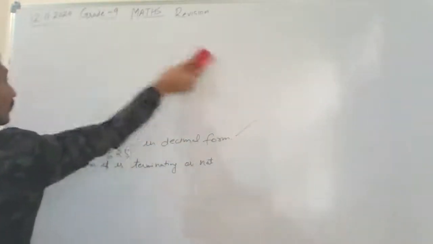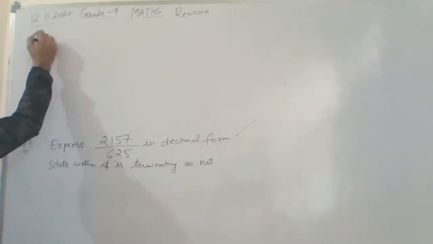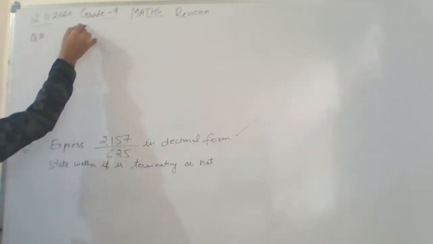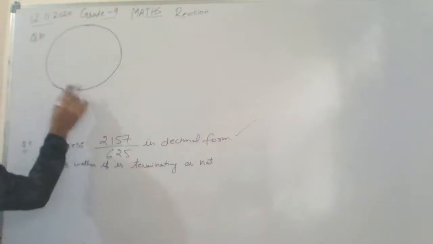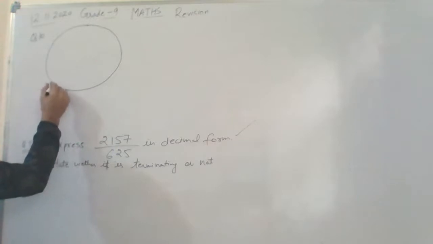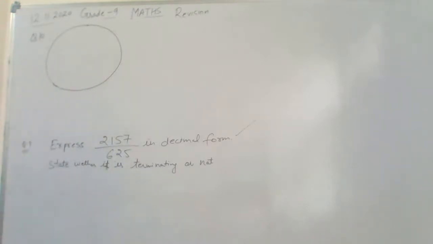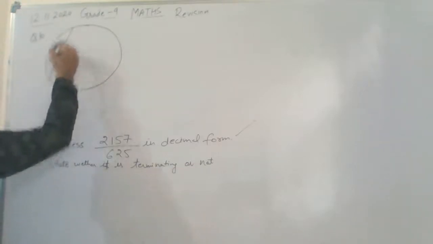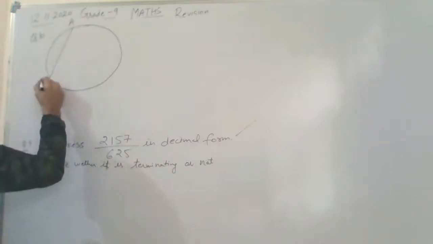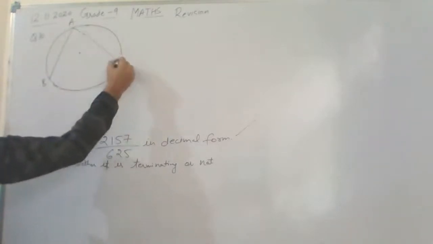In question number 10, we have one circle, right? In this circle, we have center O. A is a point, B is a point here, O is the center, and C is a point here.